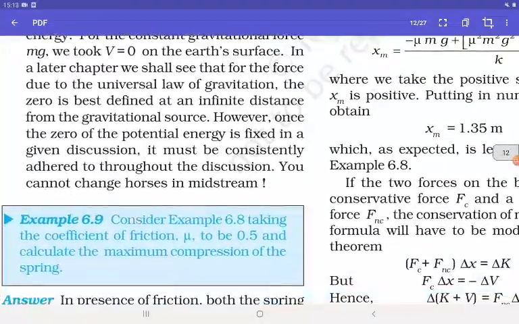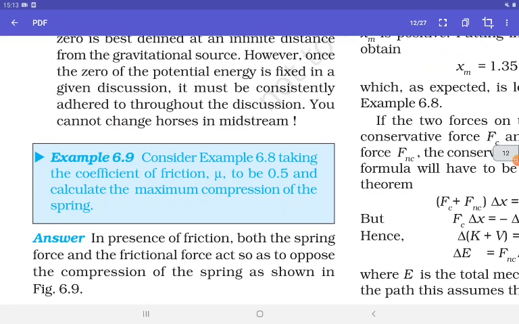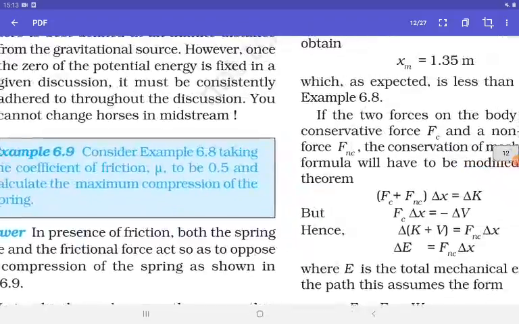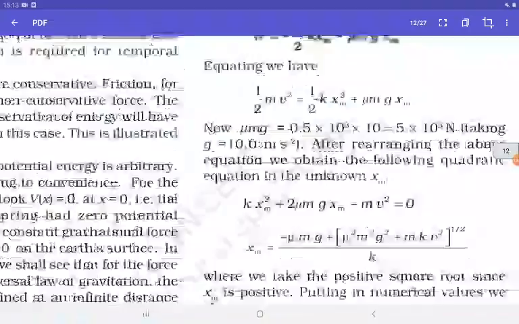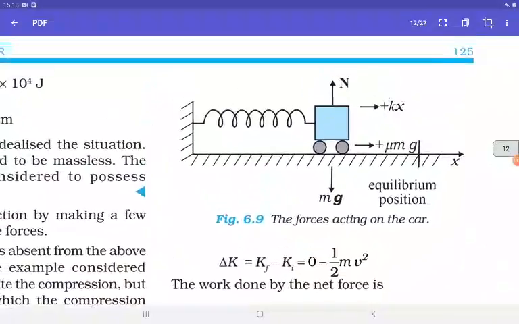Consider example 6.8, taking the coefficient of friction mu to be 0.5, and calculate the maximum compression of the spring. So this one you can solve by yourself.